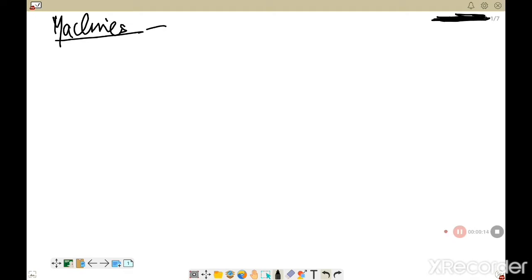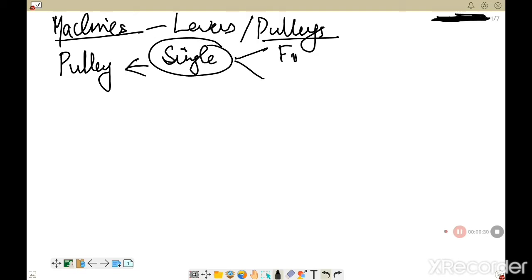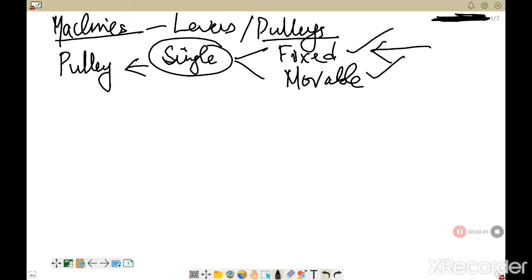In machines, we have learned about levers and we are learning pulleys, right? In the last classes, we learned about the uses of pulleys, where we used a single pulley in two ways. One was fixed, the other one was movable. Means we were using a single fixed pulley and a single movable pulley, and there we saw that the single fixed pulley has mechanical advantage equal to 1, and the movable pulley has mechanical advantage equal to 2.